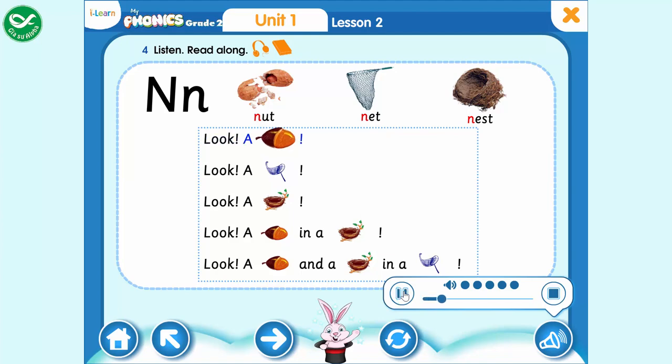Look, a nut. Look, a net. Look, a nest. Look, a nut in a nest. Look, a nut and a nest in a net.